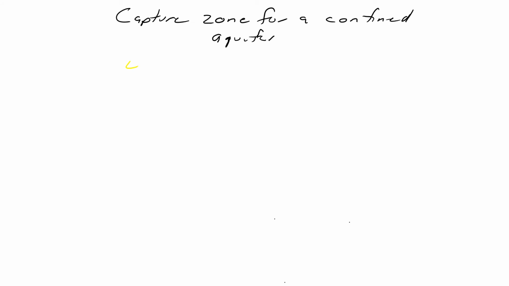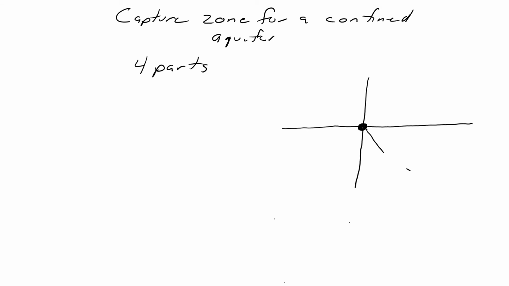So there's actually 4 parts. Whoa, change color on me. And I need to draw a little diagram here to illustrate all the different things that we're going to look at. So right here in the middle of our XY diagram, that's going to be your well, okay? This is your Y-axis, this is your X-axis. And then this is our capture zone.